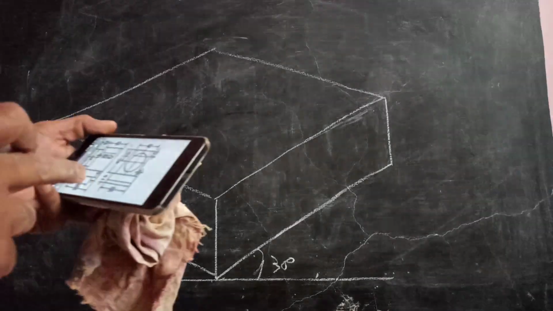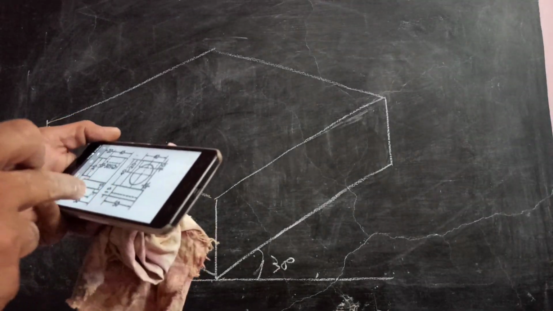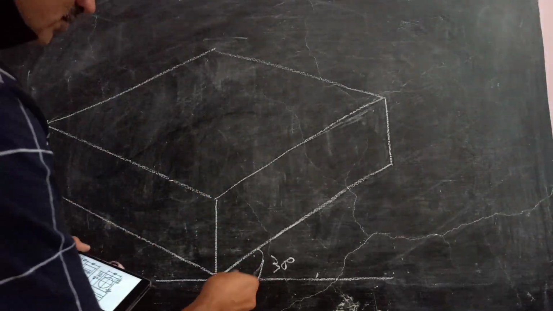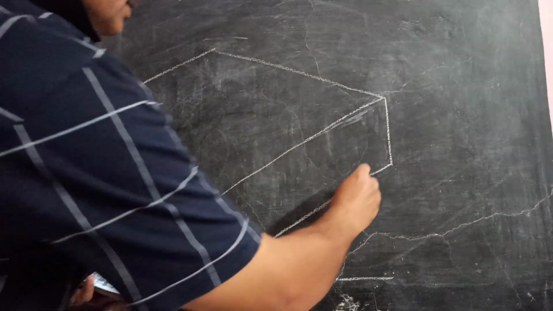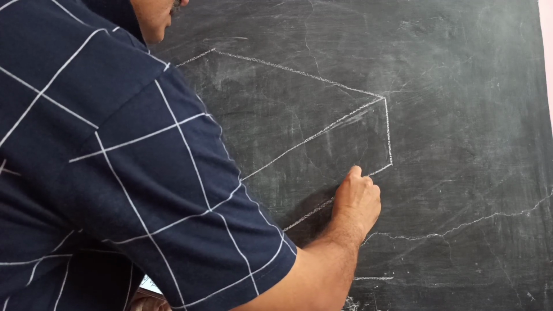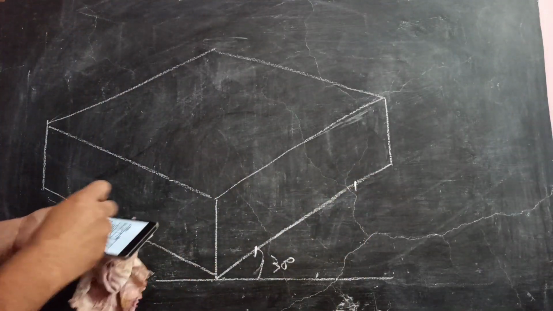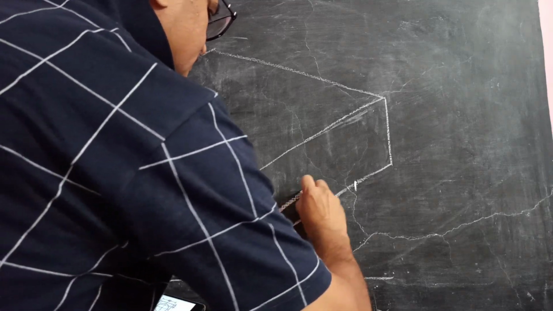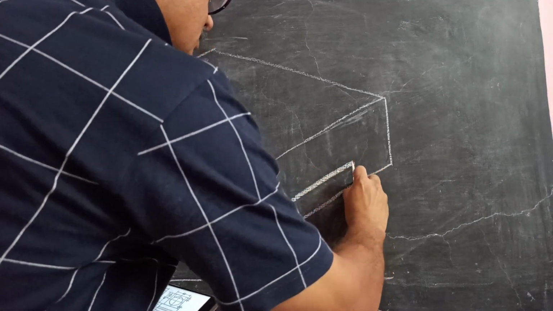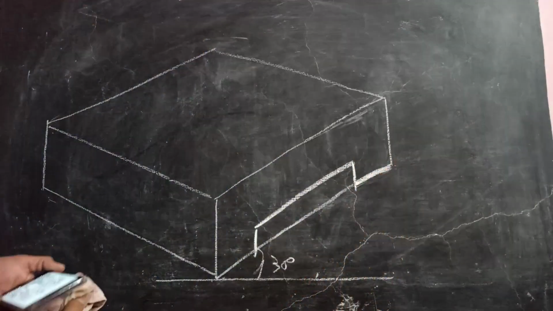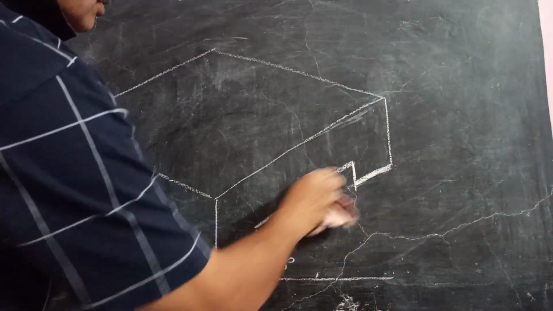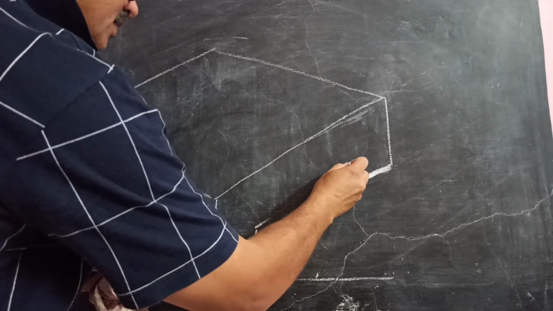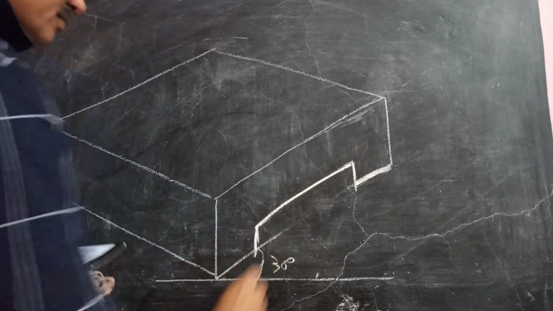Then there is a slot here, so this is 10, this is 10, and the height of this is 5, so 5. So this is the slot having the height 5.